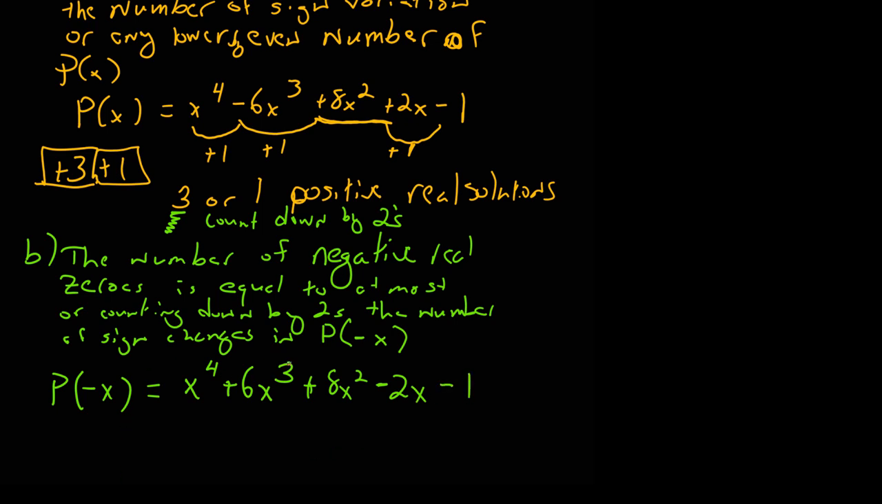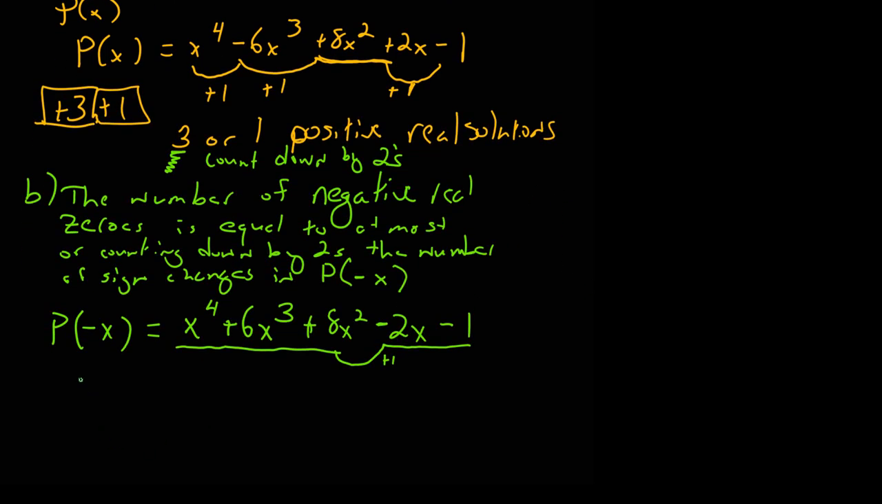What I tend to do is if it's an odd power, the sign changes out front. If it's an even power, the sign stays the same. And so I start out positive, I stay positive, I stay positive, I change to negative, and I stay negative. So I only have 1 sign variation. So my maximum number of negatives is 1, and I count down by 2. I can't get to 0, so I have 1 negative real solution.